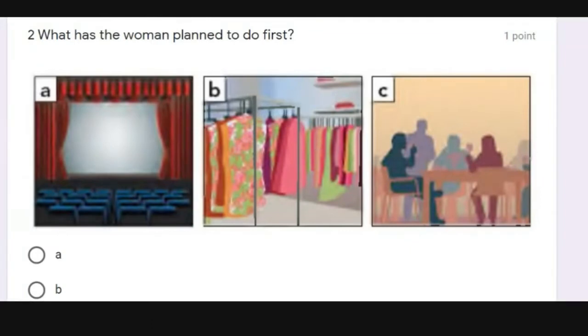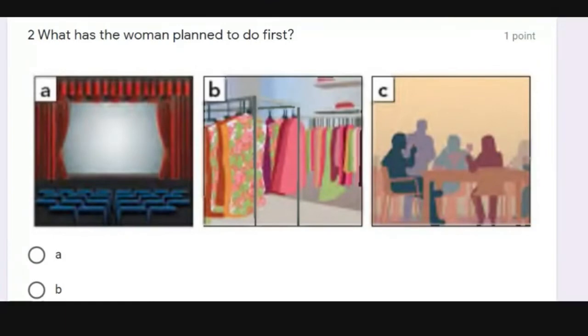So listen again to what the woman says. She will mention the theater first. After she mentioned the theater, then she will say a phrase. Okay, then that phrase will give you the hint why the theater is not the first activity. Okay, I want that phrase. Okay, all right, listen again.